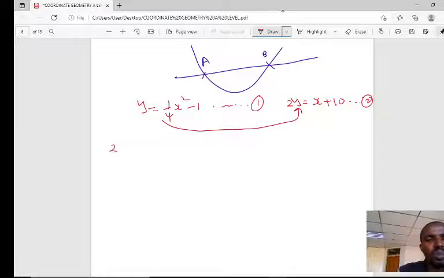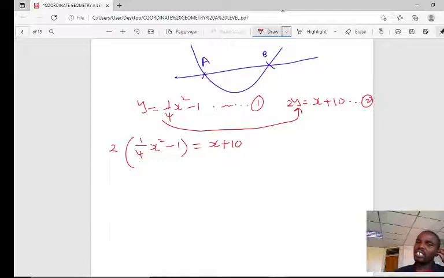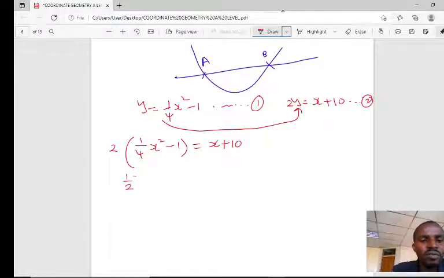So it will be, where there's y, you put 1 over 4x squared minus 1 is equals to x plus 10. Then you have to find the x coordinates in this case. You can find 2 values of x from this. Right? Remove the bracket. Here, it will be 2 times a quarter is half. Half x squared minus 2 is equals x plus 10.